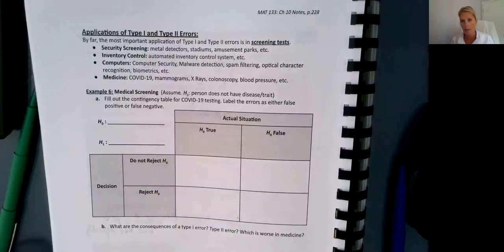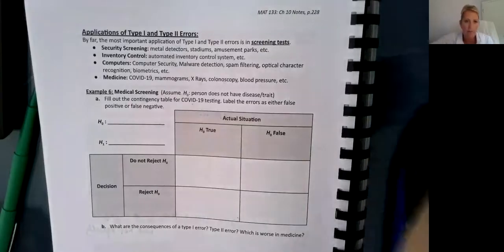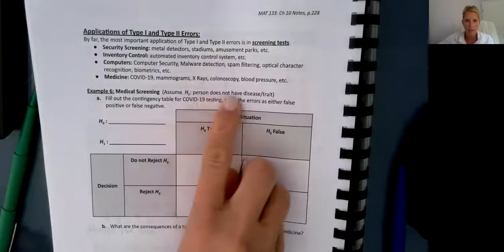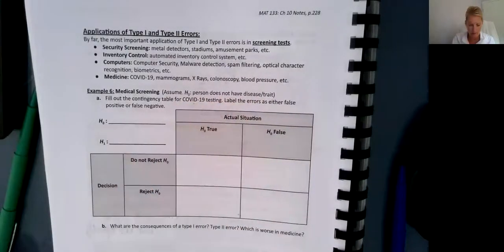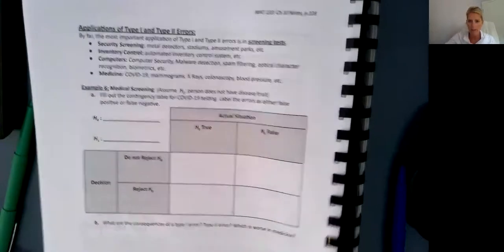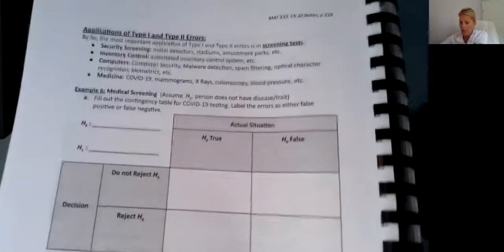So they use it for screening for mammograms, x-rays, colonoscopy, COVID-19, blood pressure, right? We've heard a lot with COVID-19 about it's a false positive or it's a false negative, right? And so that's what we're going to talk about here with this medical screening. So we're going to do an example with medical screening here that says, assume H0 is person does not have the disease or the trait. Fill out the contingency table for the COVID-19 testing. Label the errors as either false positive or false negative.